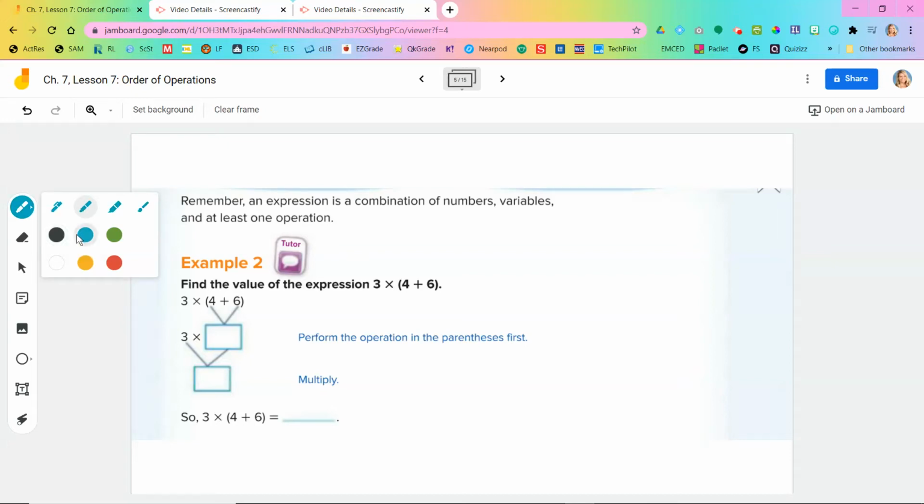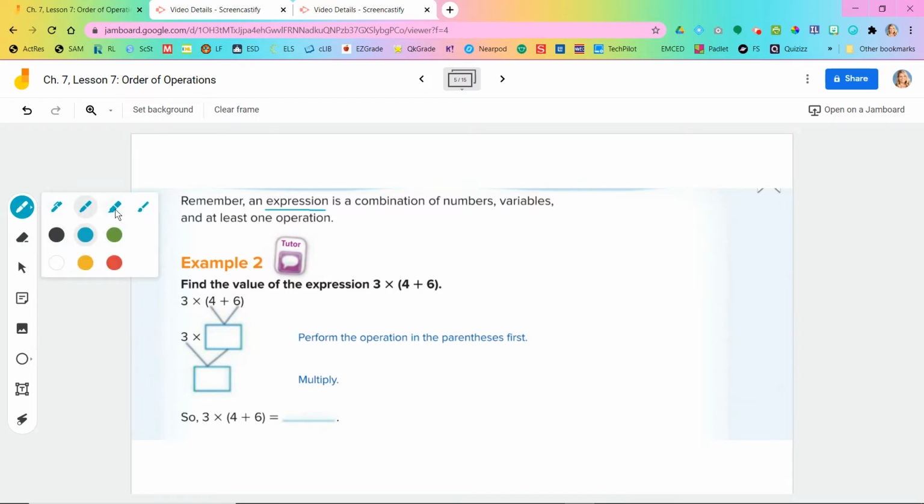All right, so let's go ahead and look at example 2. On this page, it just gives us this reminder. Remember, an expression is a combination of numbers, variables, and at least one operation. An expression is an equation that doesn't have an equal sign. So look at this expression. Find the value of the expression 3 times (4 plus 6).